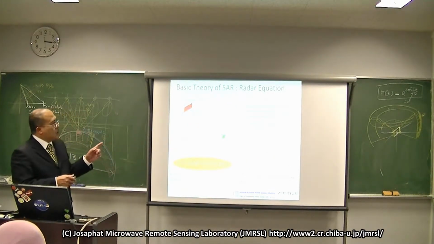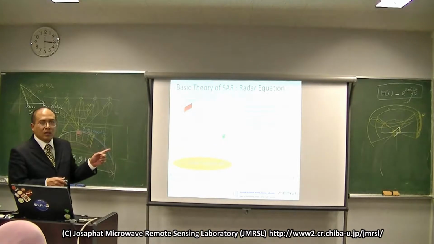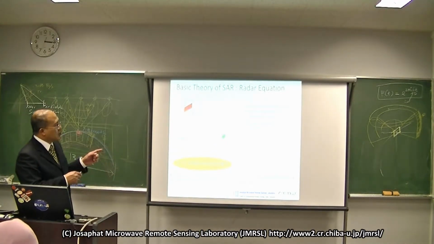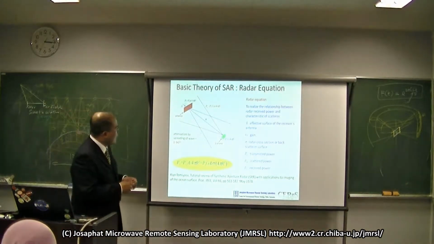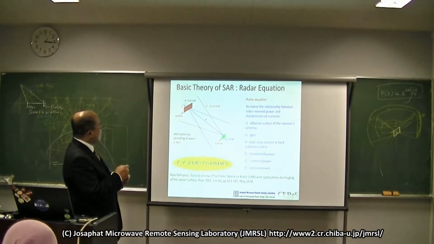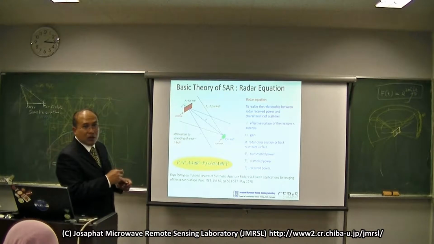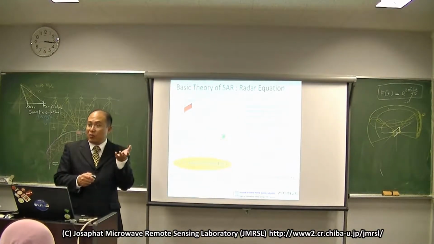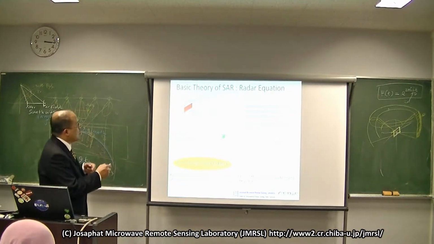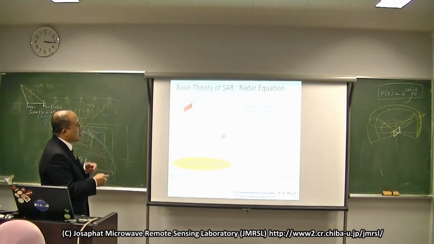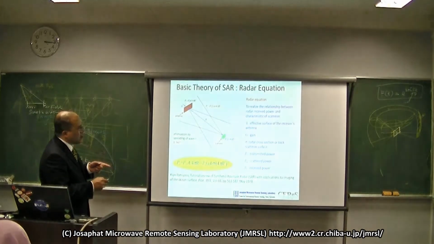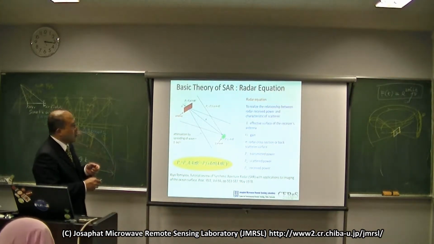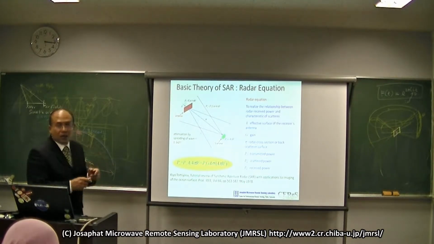When we design our satellite, we need the radar equation. It is a simple one. We input the power PT, and then we calculate how much power we will receive. So we must calculate with the effective surface of the receiver antenna, and G is the gain of our antenna.